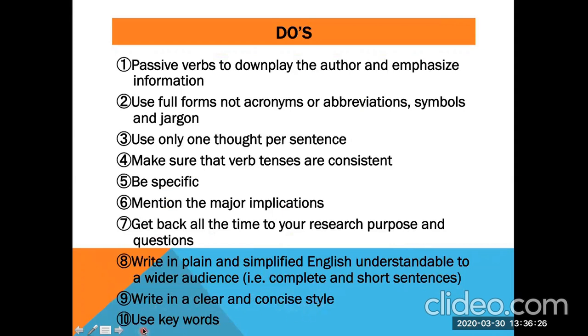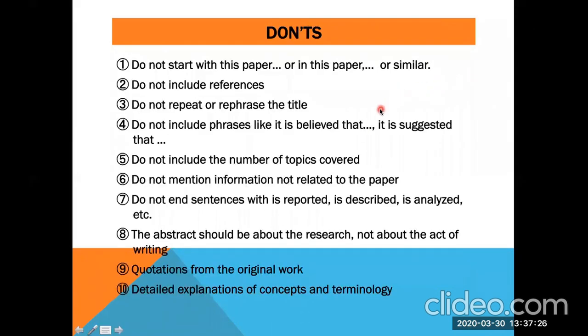And also, you should provide a list of keywords at the bottom of your abstract page. These are the most significant points that you need to include in your research abstract. Researchers, please also pay attention to what not to include. For instance, please do not start with saying this paper or in this paper or something similar. I would rather encourage you to say the main aim of this current research is to investigate, for example, or the major aim of this research is to explore, and so on.